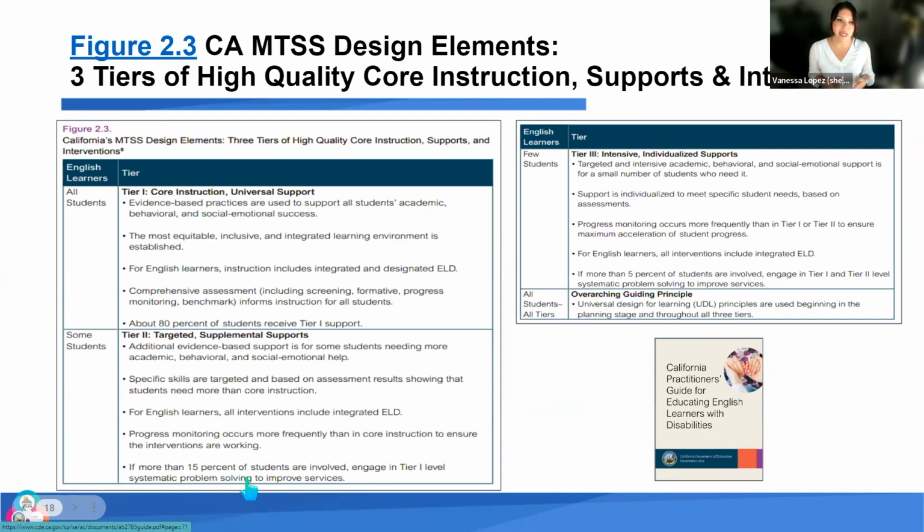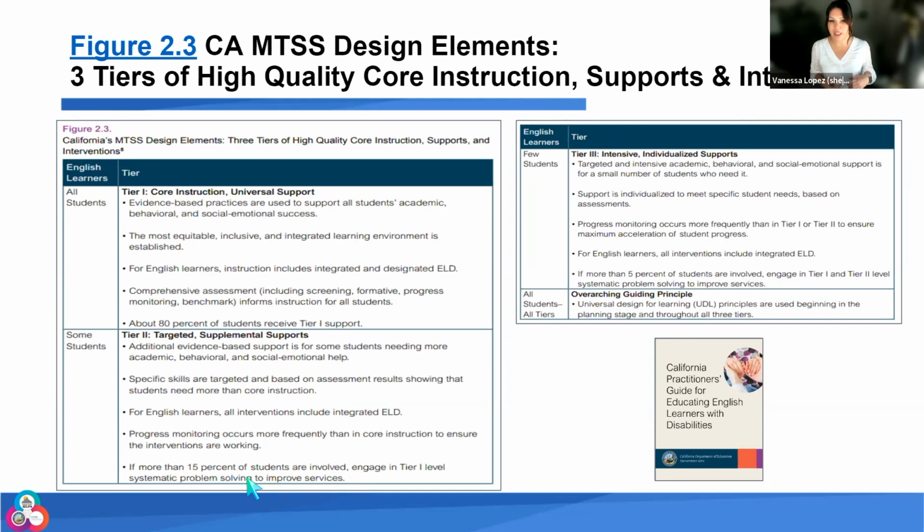So here we're going to start getting into the MTSS nitty gritty, right? We're looking at the 3 tiers of high quality core instruction. So when we're looking at the 3 tiers, it's easy for us to remember again that visual, the graphic, the longer line of students, that is all students, universal supports. Here we're focusing on EBPs, evidence-based practices, equitable, inclusive, and integrated learning that is established and supported throughout. For English learners, super key concept here. Instruction includes comprehensive ELD, integrated and designated, not either or, both.